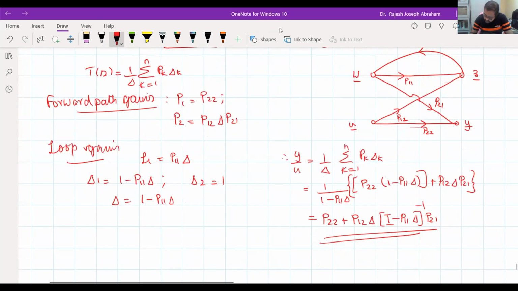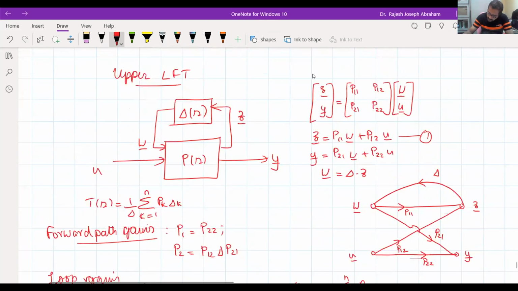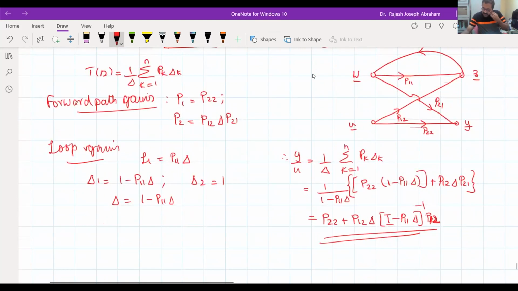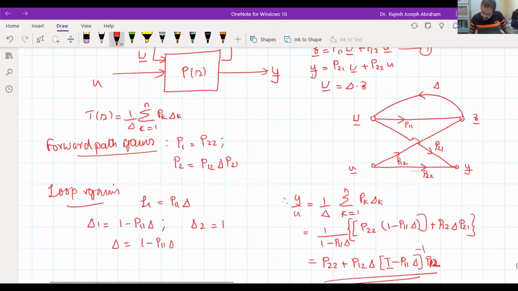Did I make a mistake here? P22 plus P21 delta into P12... Okay, P22 plus P21 delta into I minus P11 delta, whole inverse, P12.